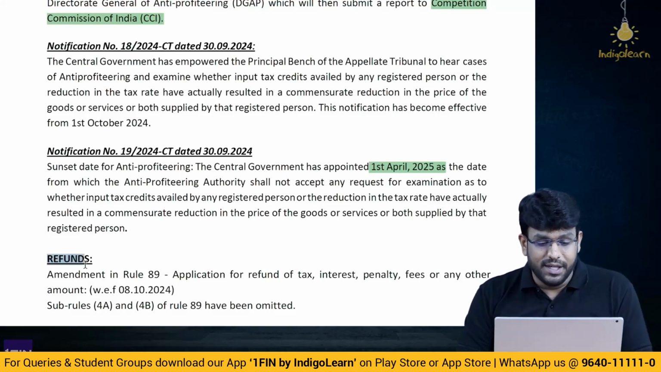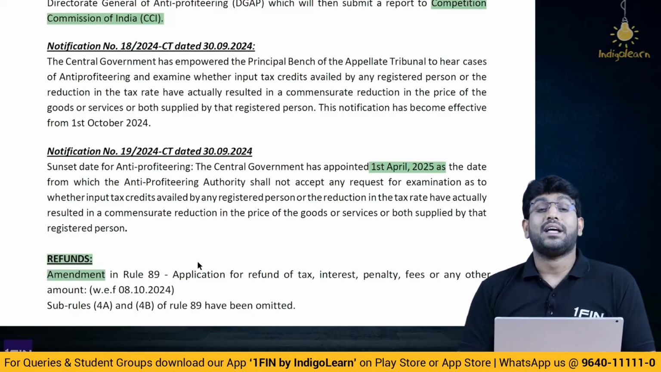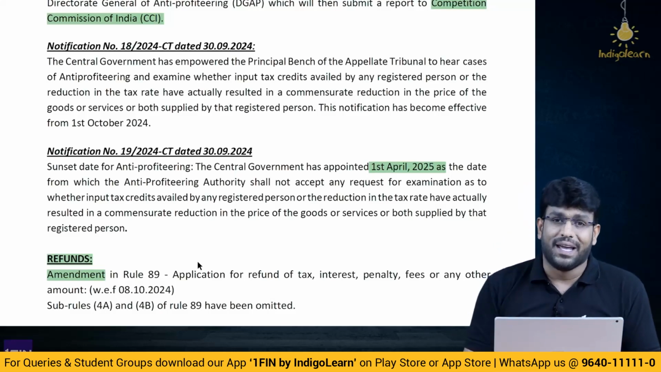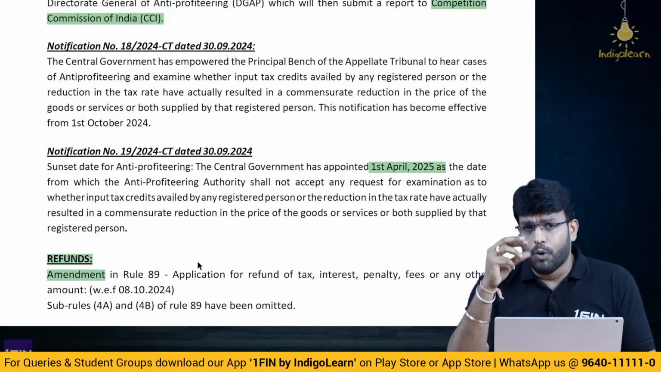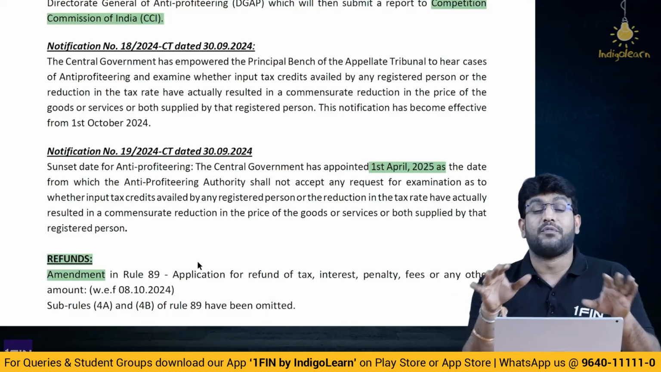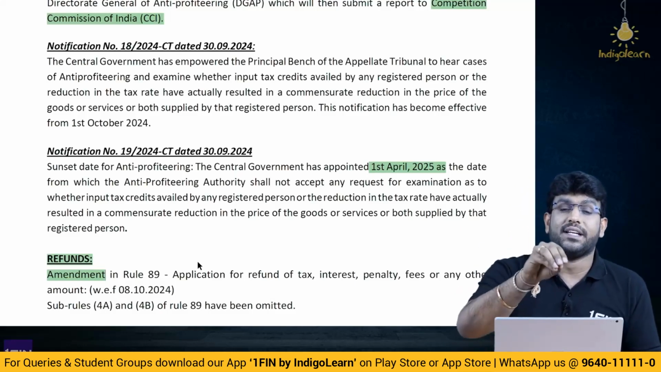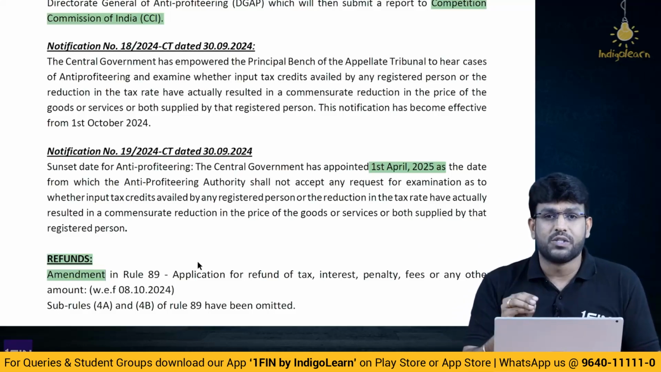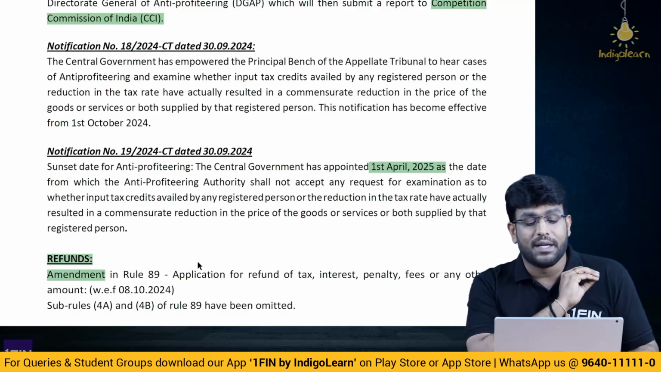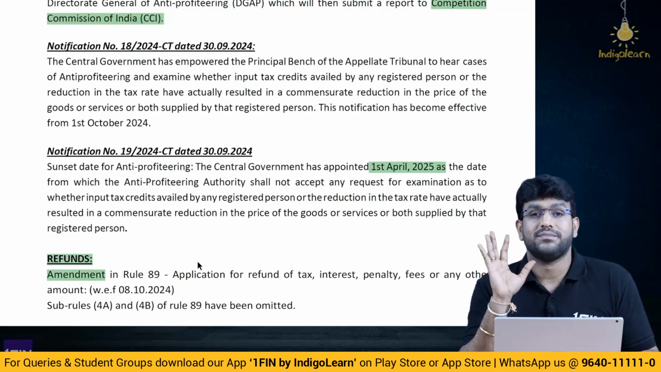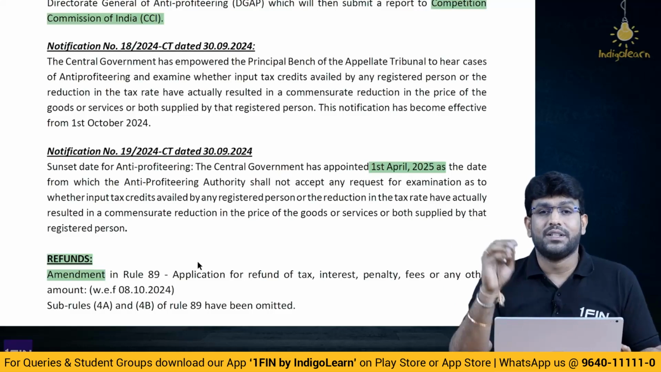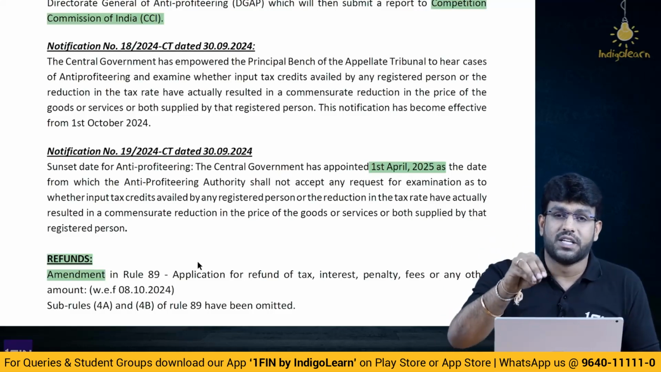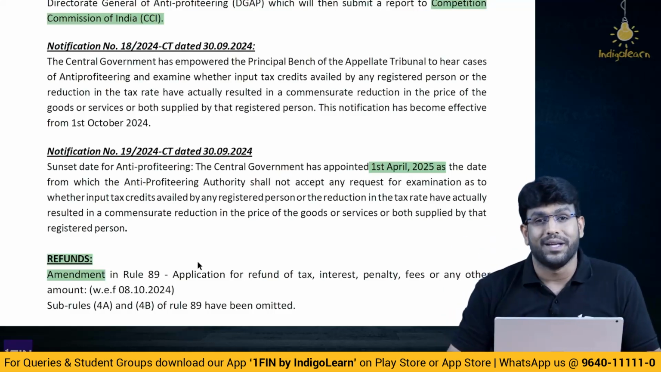Next, amendments in the refunds topic, a very small amendment, my dear friends. Rule 89(4) talks about refund in case of zero rated supply. Rule 89(5) talks about refund in case of inverted duty structure. In both the formulas, they have removed the reference to Rule 89(4A) and 89(4B), that is merchant exports and deemed exports. That reference has been completely omitted. So the formula is now straight and simple, a plain vanilla without reference to deemed exports and merchant exports of Rule 89(4A) and 89(4B).